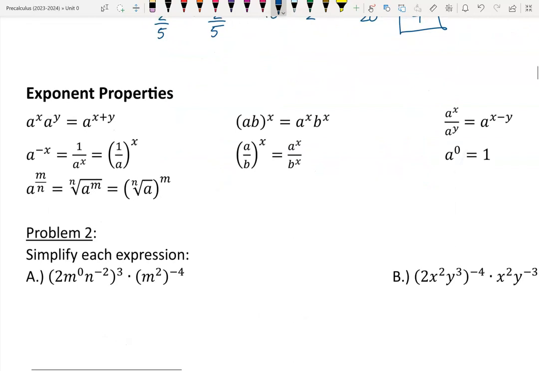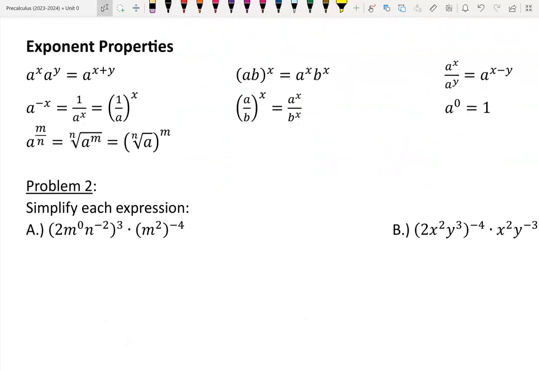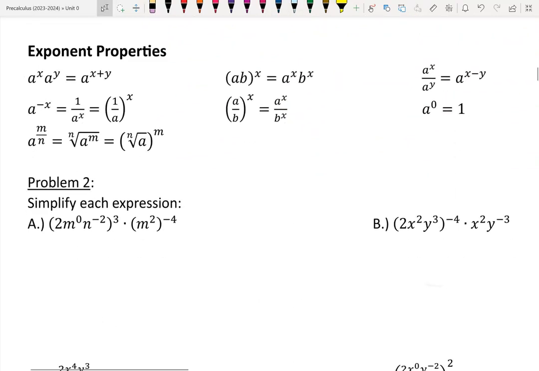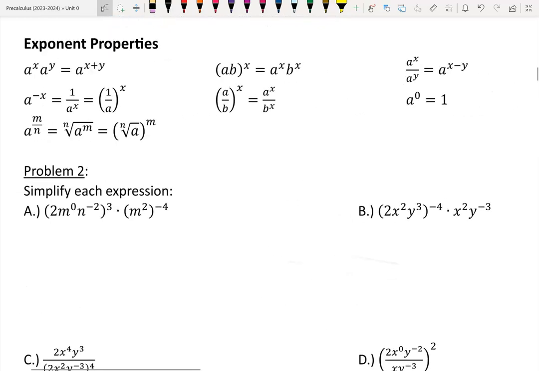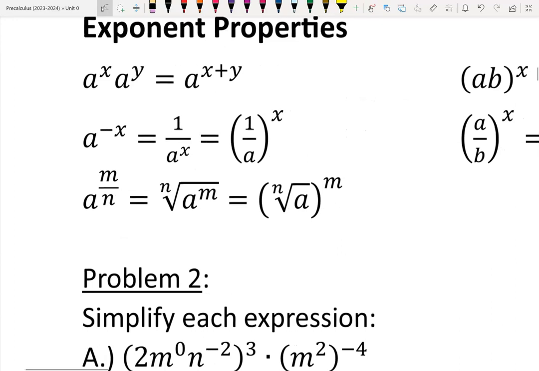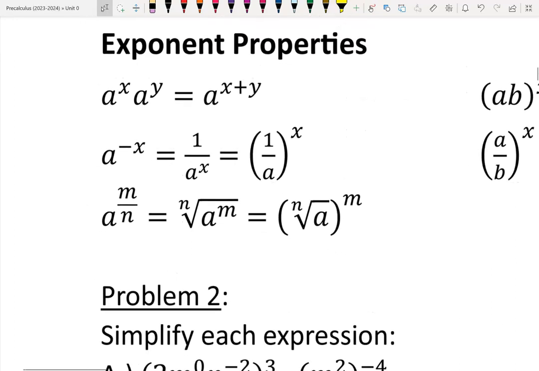Next thing that we're going to be looking at is our exponent properties. Now here we have a lot of different exponent properties. Actually, I have a couple more out there. But let's go ahead and look at them each individually. We have our first one, which is if we have powers at the same base, we add up those powers.